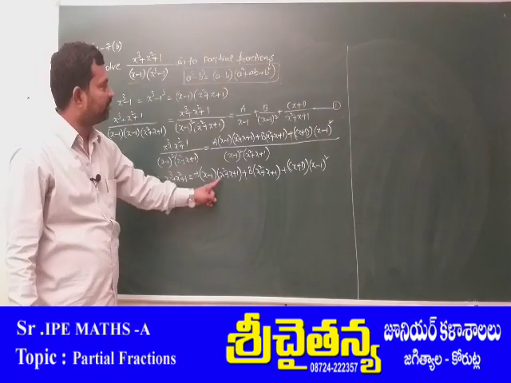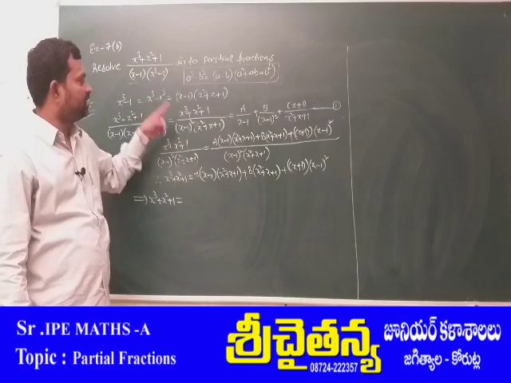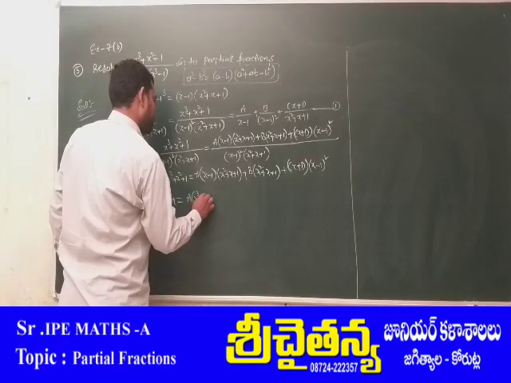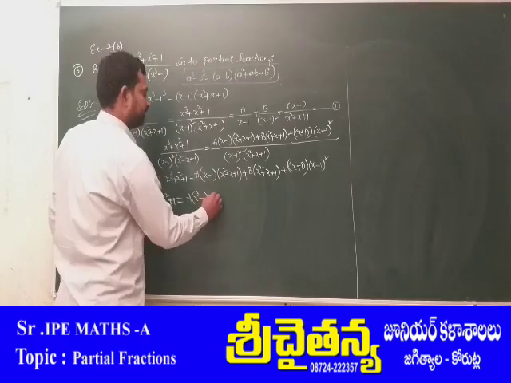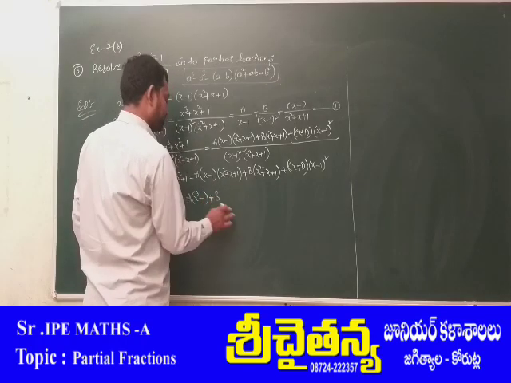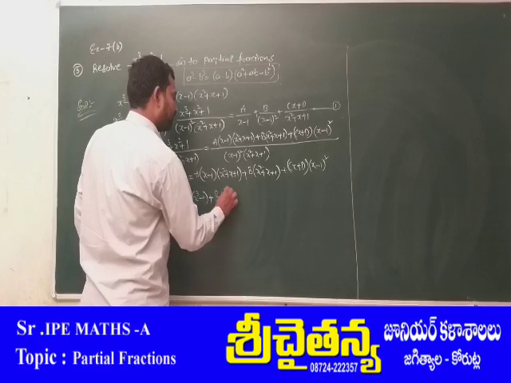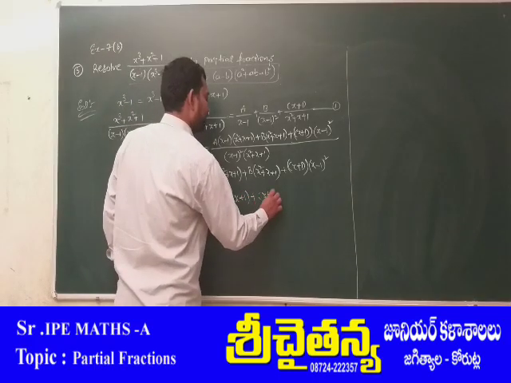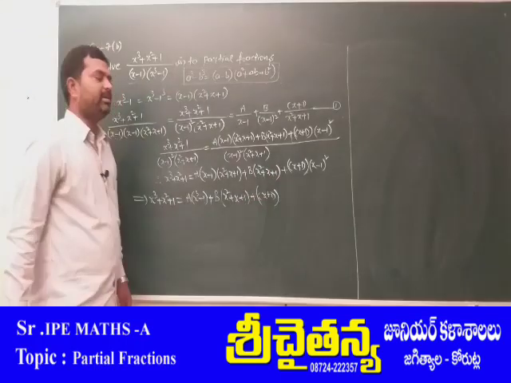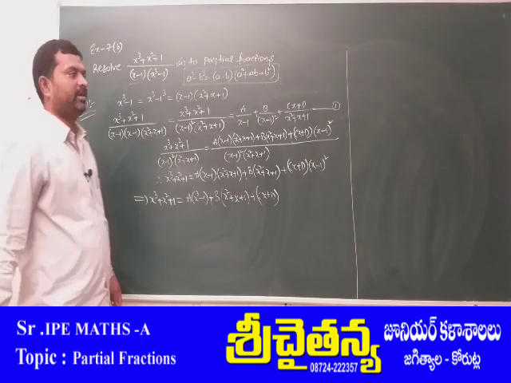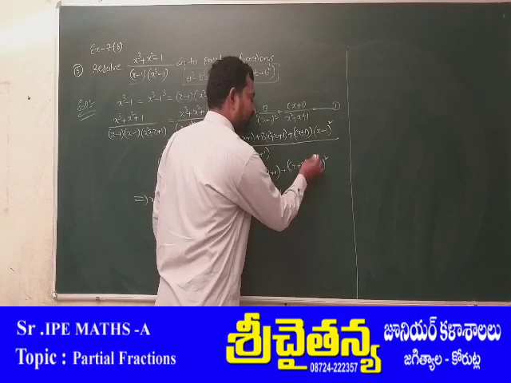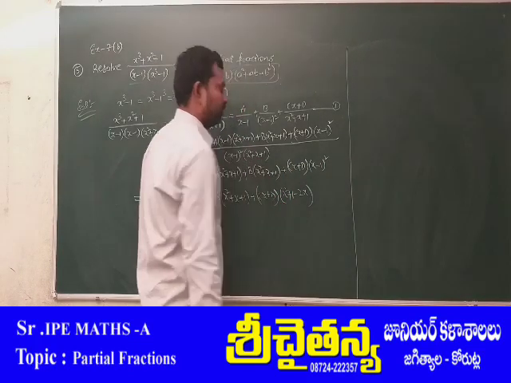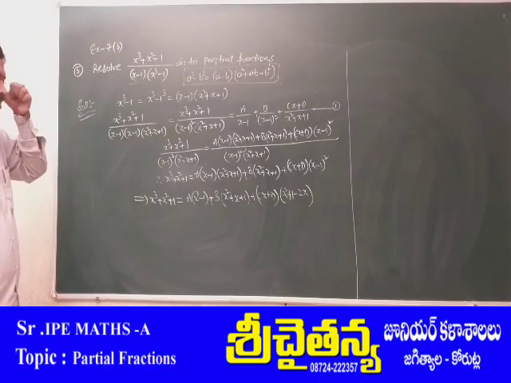What is here? (x minus 1)(x square plus x plus 1). Instead of this one, just write here a times (x cube minus 1) plus b times (x square plus x plus 1) plus (cx plus d) times (x minus 1) whole square. (x minus 1) whole square means use the formula (a minus b) whole square: x square plus 1 minus 2x.